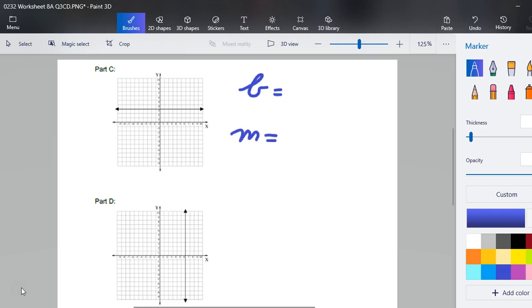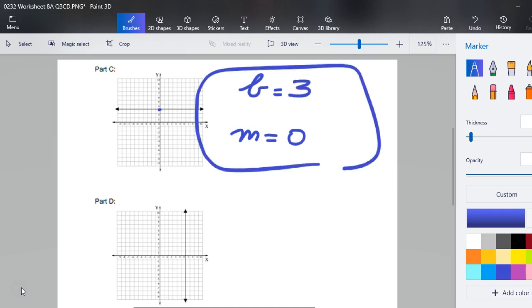You need to put it very large in your notes that every horizontal line, period, end of story, is going to have a slope of 0. No counting needed, nothing needed to be done. The slope is 0. The y-intercept is going to be wherever we're going through the y-axis. Looks like we're going through at 3. We're done. Unless you're not really liking to leave your slope or your y-intercept as a b equals 3, then you can always write it as a coordinate.